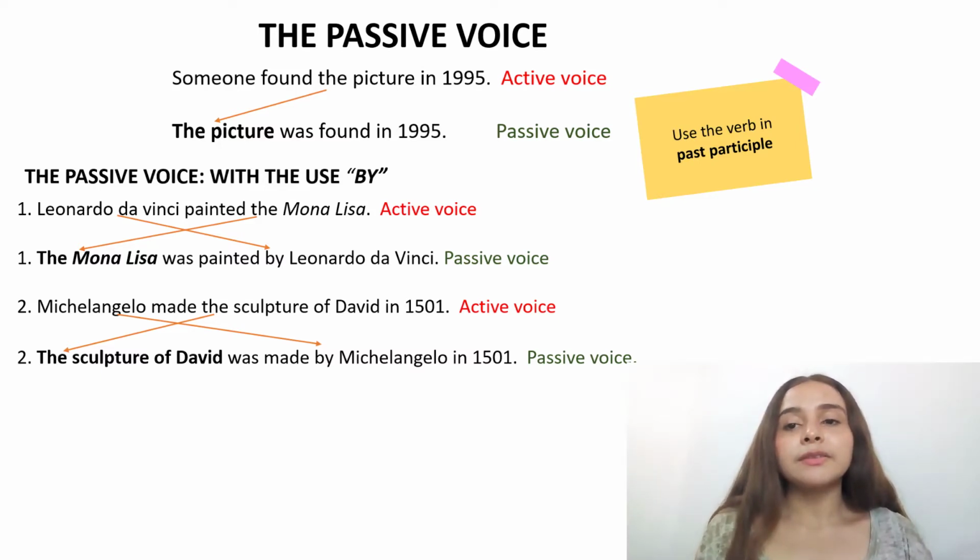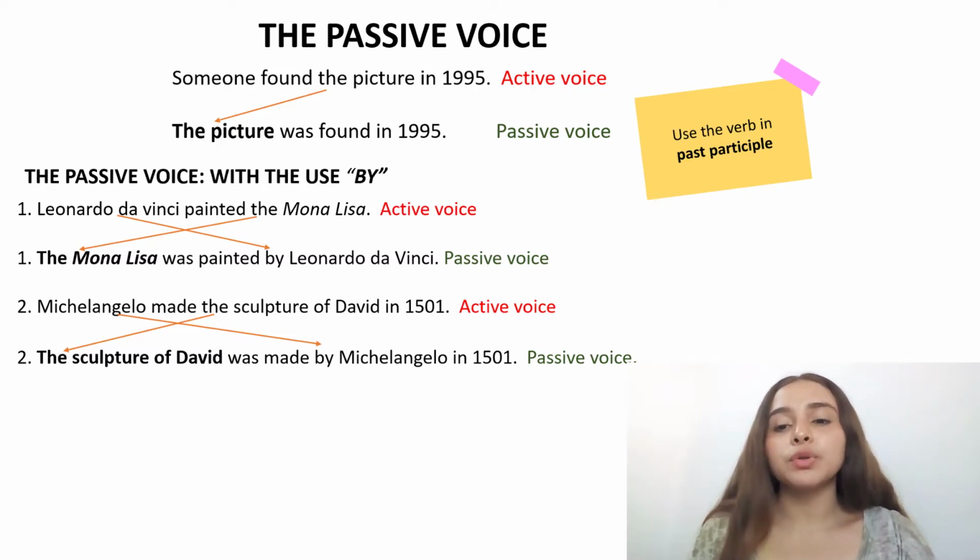In this case, the passive voice uses the verb be, then the main verb. The main verb is in the past participle, and finally the year. The year in this case in the passive voice is at the end of the sentence. Now, in the passive voice we use by. Use by when it is important to identify the performer of an action.